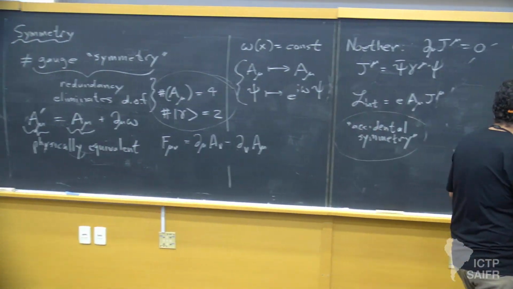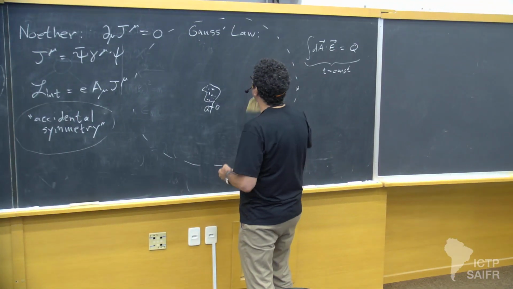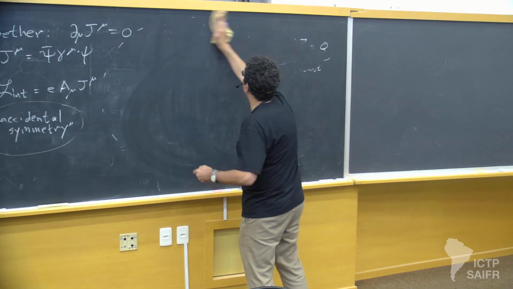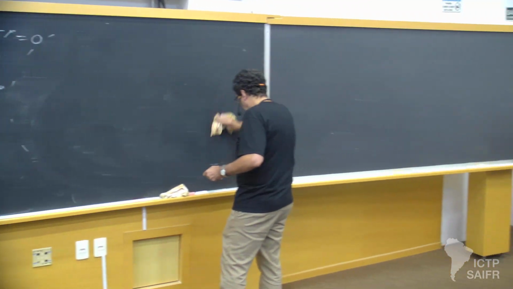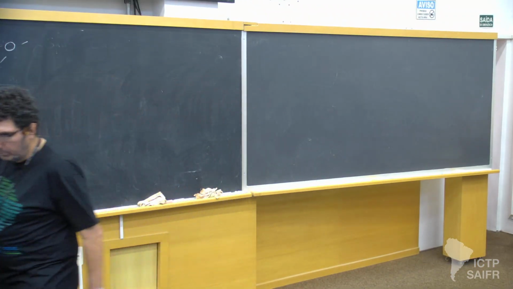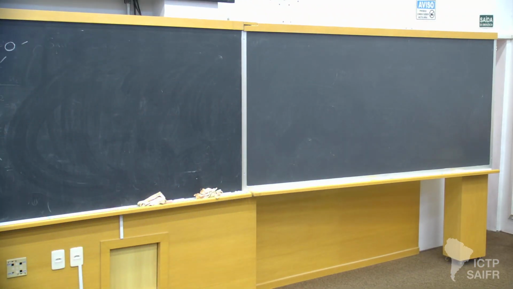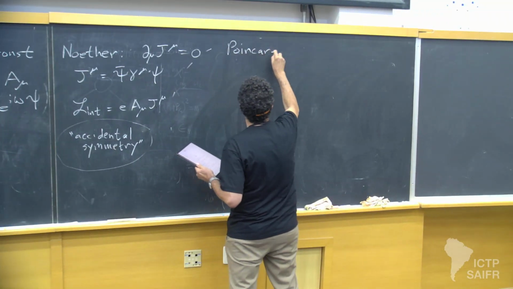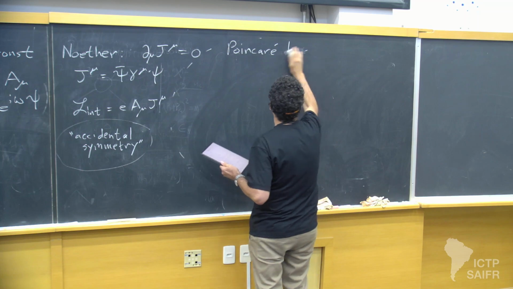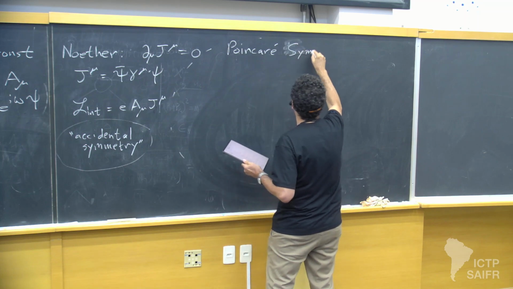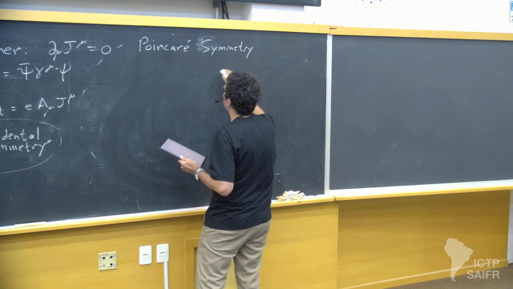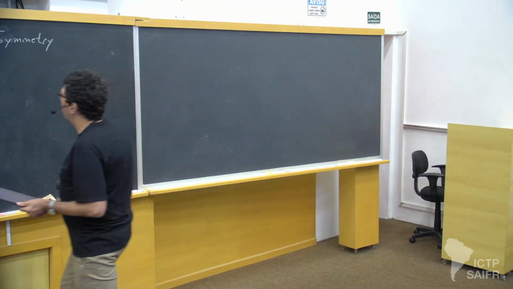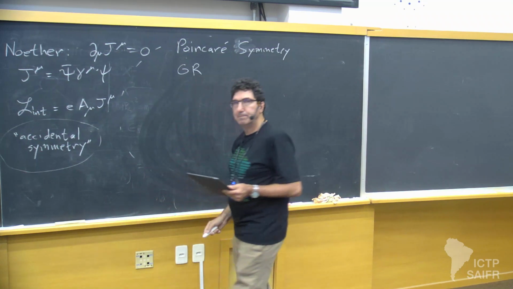So while we're on the topic, since you've gotten me out of order, let's talk about another accidental symmetry of the Standard Model that probably nobody told you was an accidental symmetry. It's called Poincare invariance. I claim that Poincare symmetry is an accidental symmetry. Why? Because we have general relativity, okay?